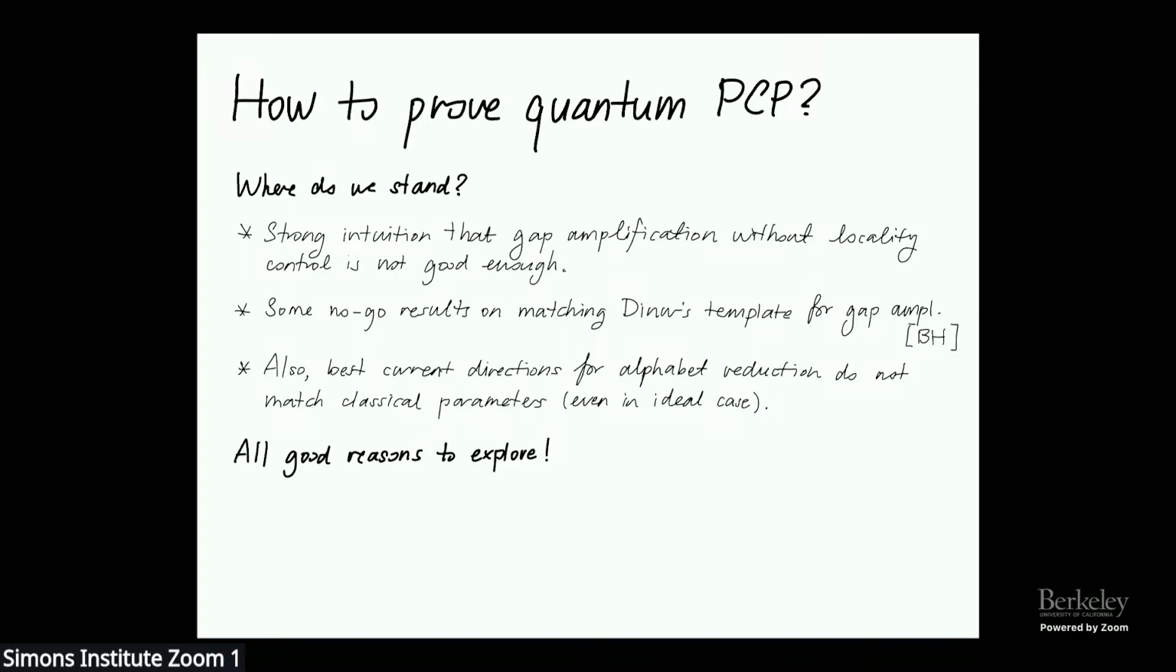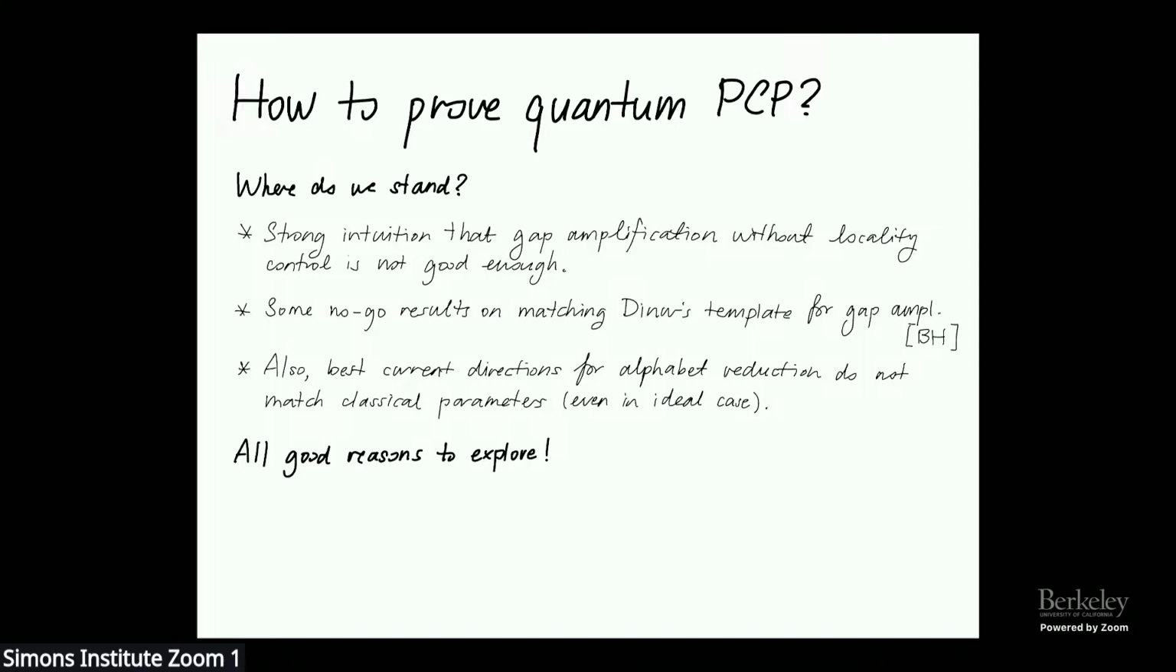Okay, apart from all the problems with gap amplification, which is the first step in Dinur's template, the current directions for alphabet reduction also don't match Dinur's classical alphabet reduction, even in the best possible case. So there's a long way to go before we could even attempt quantum PCP, but I don't think it's hopeless. And I think these are all good reasons that you should try and prove anything that you can, because right now we have no idea what might be a fruitful direction.